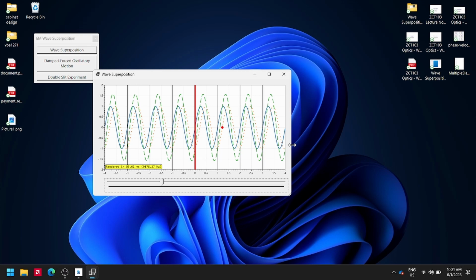S-P-A-T-I-A-L. Spatial means it is due to the space. For example, I'm here and your friend is at the back there. So we are not at the same place, no? There is a distance between us, so that will incur the spatial phase shift.